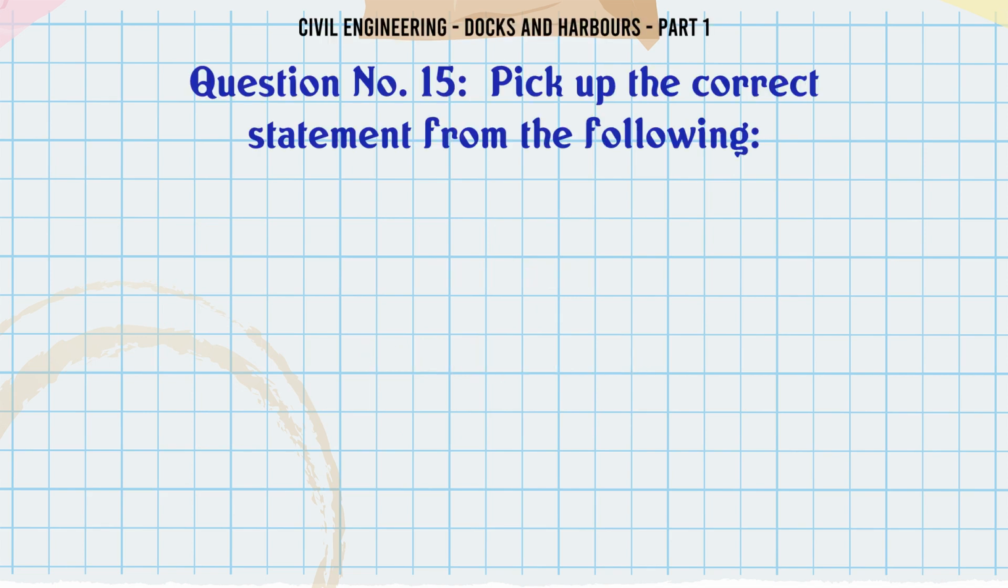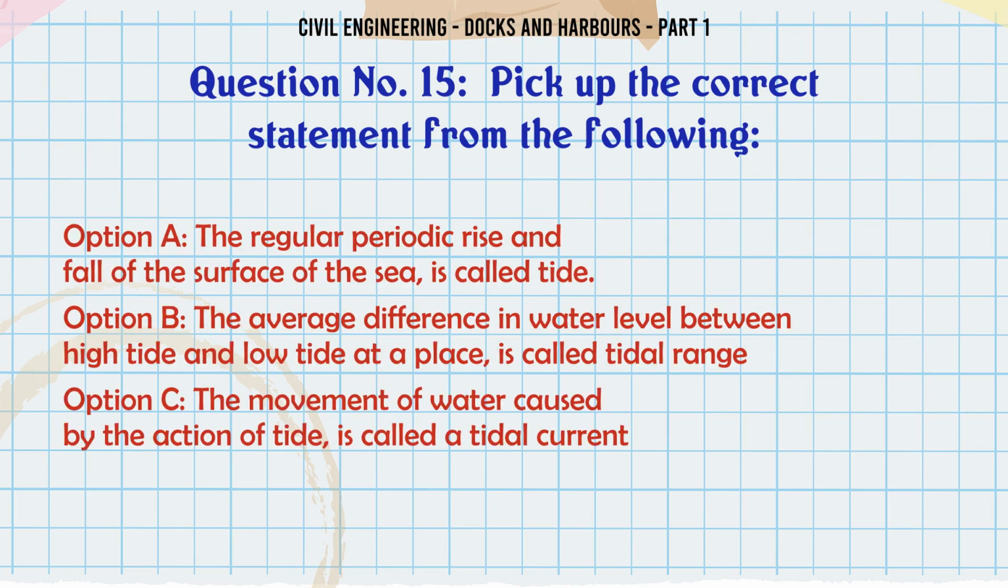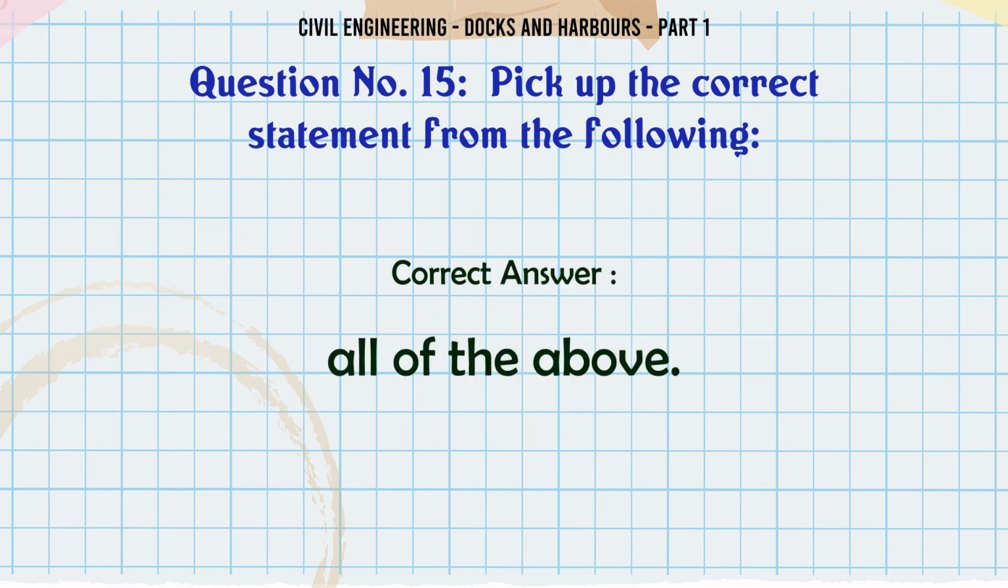Pick up the correct statement from the following. A. The regular periodic rise and fall of the surface of the sea is called tide. B. The average difference in water level between high tide and low tide at a place is called tidal range. C. The movement of water caused by the action of tide is called a tidal current. D. All of the above. The correct answer is all of the above.